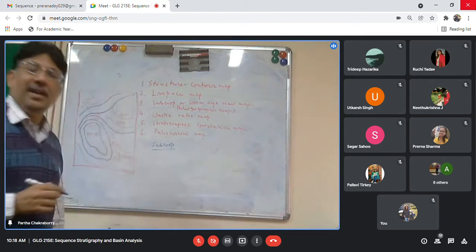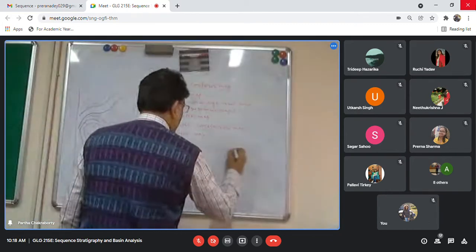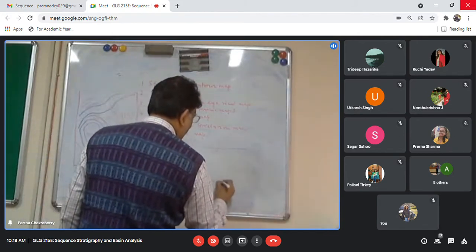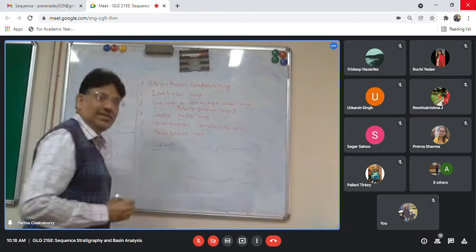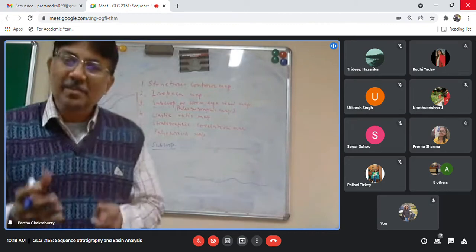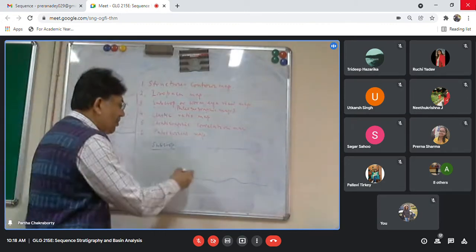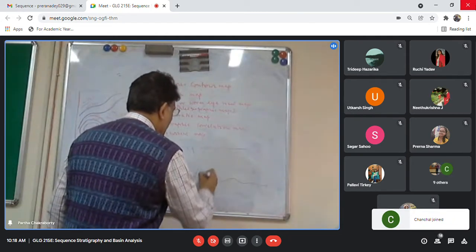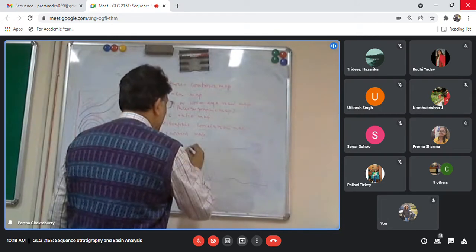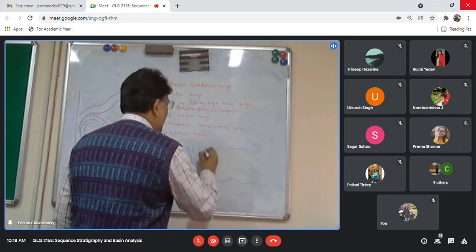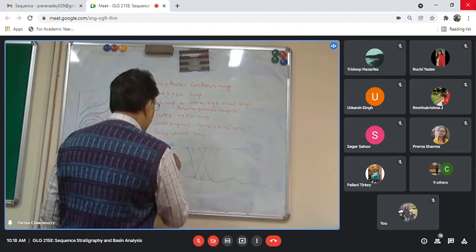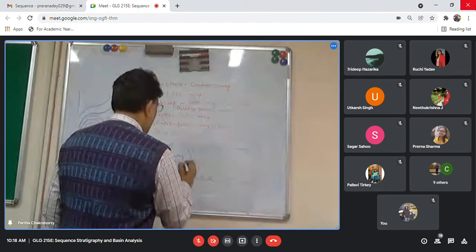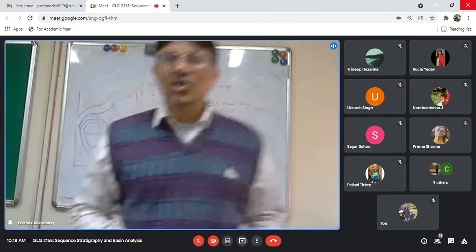Now, in this subcrop level, what happens? Suppose this is your surface, and you want to make a contour map for a reflector in the subsurface. This reflector may be the contact between two different lithologies. You are trying to map this reflector. A seismic wave is passed, and there is a two-way travel time as it travels down and comes back up. This will actually be taught in your next semester in geophysics.